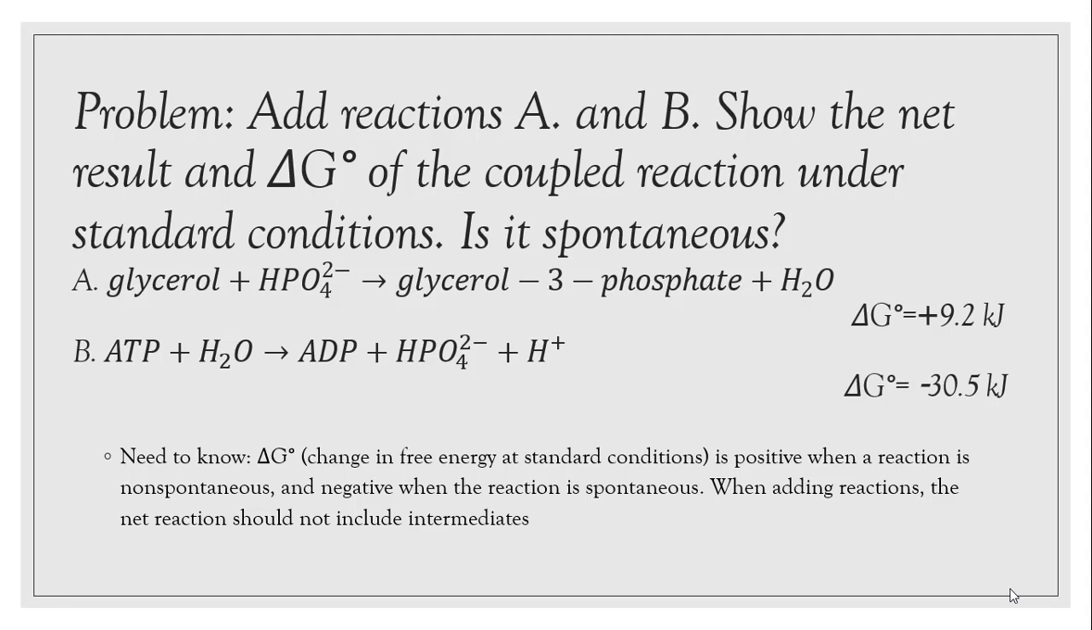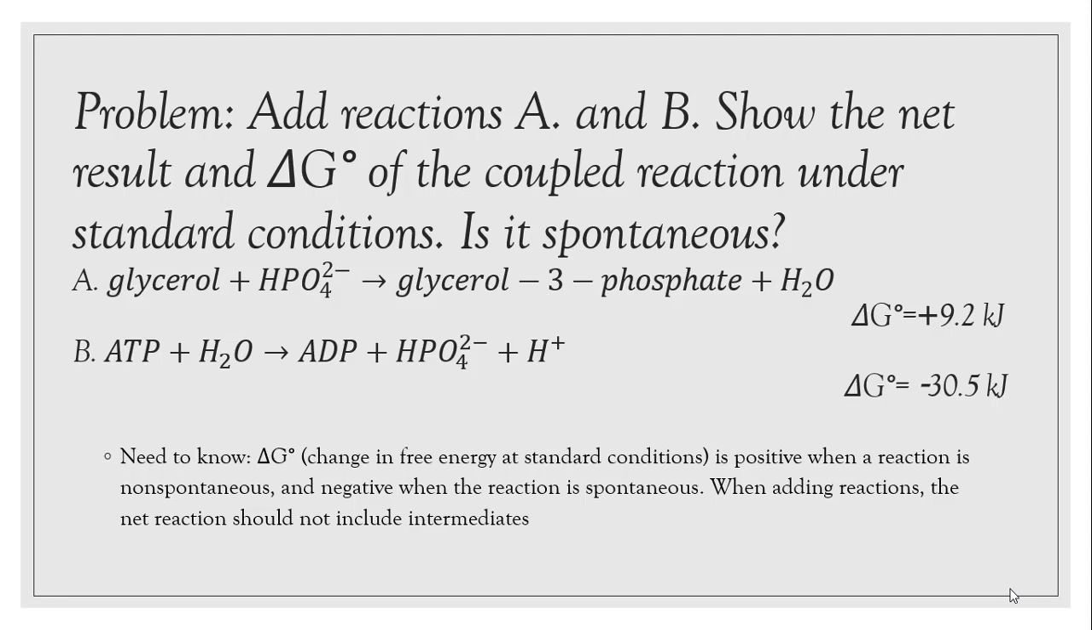To solve this problem, we need to know that the delta G naught is the change in Gibbs free energy at standard conditions, and if the delta G naught is positive, then a reaction is not spontaneous, but if the delta G naught is negative, then a reaction is spontaneous. When we are adding reactions, we want to get rid of terms that are on both sides of the equation so that we don't include intermediates or catalysts in the net reaction.